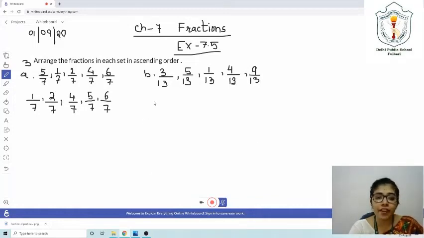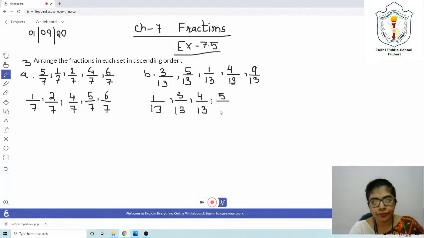Now what we have to do is arrange them in ascending order. So now let us see the smallest number, that is 1/13. Give a comma. 3/13. 4/13. 5/13, and what is the last one? 9/13.